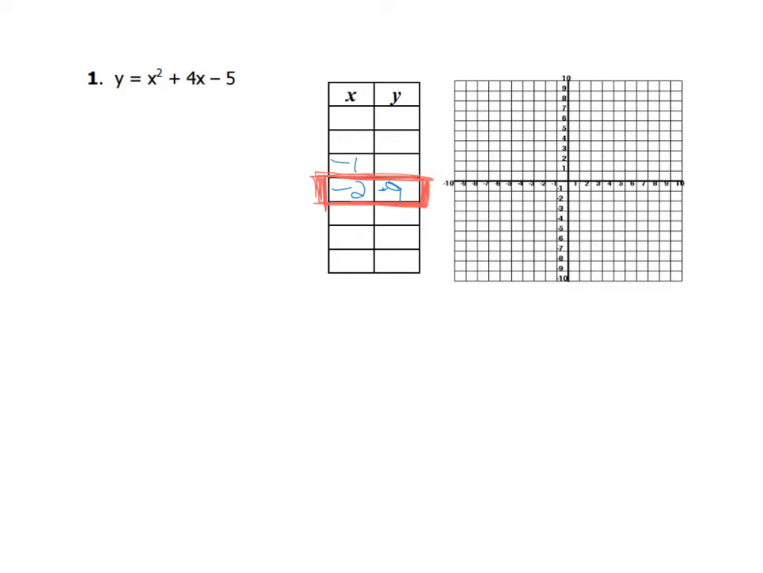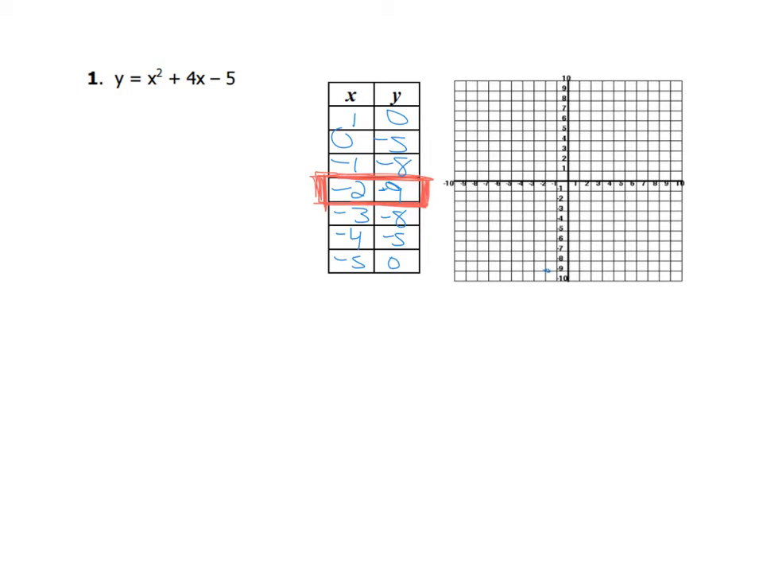-1, -8. I see 0, -5. And I see 1, 0. Okay? Now, remember what we know about a parabola. It's symmetric, so I can fill out this other side using what I just did. Okay? Now, then I want you to come over here, graph what you can.